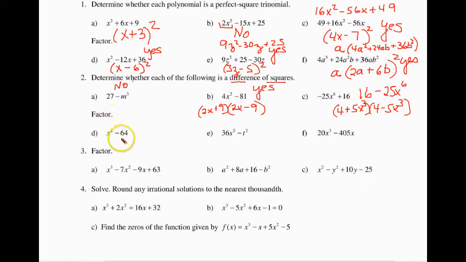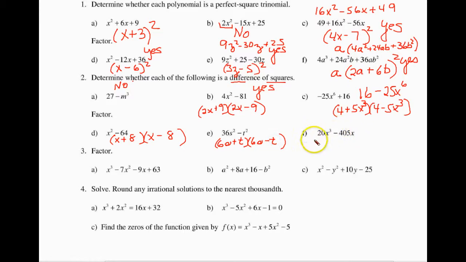And now they want you to factor these. Okay, so this will factor into its conjugates. X plus 8, x minus 8. This will factor into its conjugates. 6s plus t, 6s minus t.